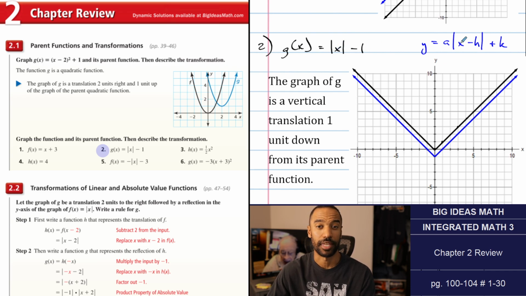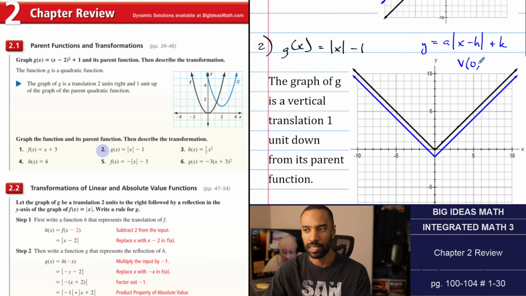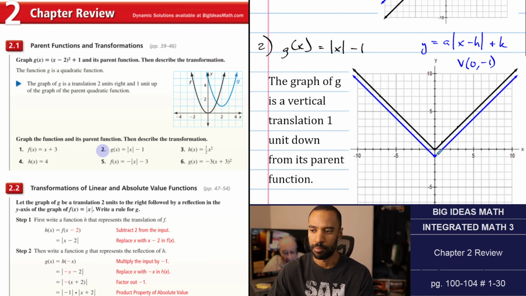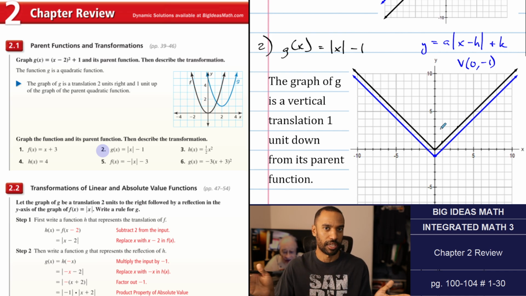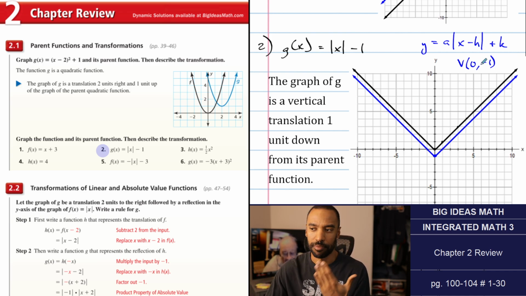Because I don't see anything within x, that means h is 0. So for your vertex, the h value is 0. Plus k says minus 1. That means we're adding negative 1. So your vertex is at 0, negative 1. This is where I'd begin my graph. This is, again, assuming you're not using a table. If you want to use a table, just plug in points and see what you get. But I would start from that vertex. And then my a value also is 1, which means there's no change in vertical stretch.